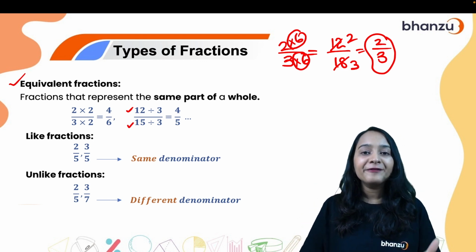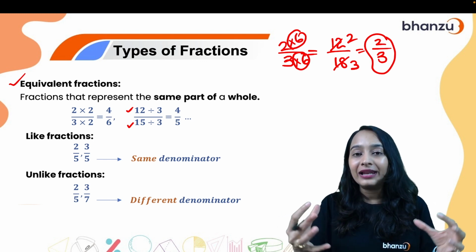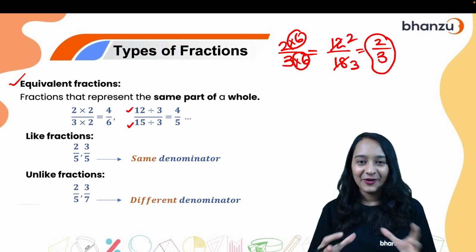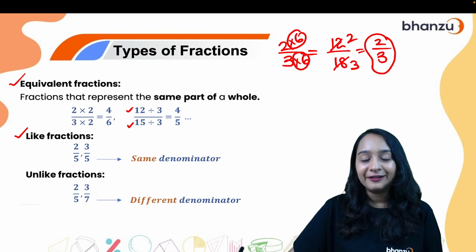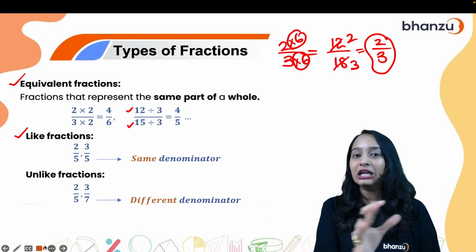So 12 by 15 and 4 by 5 are said to be equivalent fractions. They represent the same part of the whole. Now what about like fractions? Like and unlike fractions, we just have to look at the denominators.